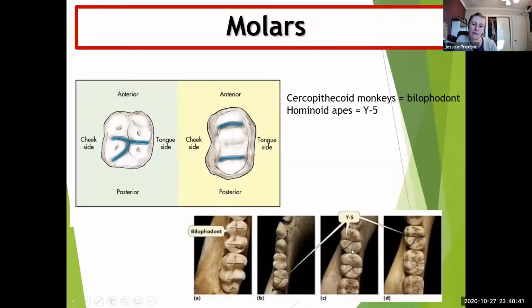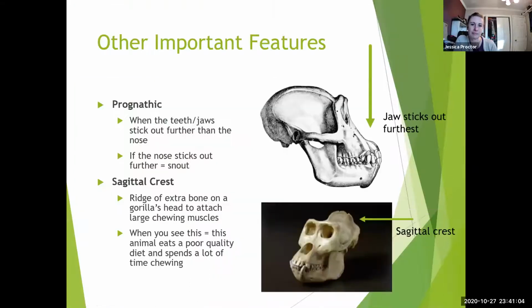And then the Y5 molars, they're called Y5 because you can quite literally draw a Y in the valley of those cusps. So bilophodont, the very symmetrical molars, you're going to find those exclusively in the Cercopithecoids, the Old World monkeys. And then the Y5 molars, you're going to find those exclusively in the hominoids. So the lesser apes, the greater apes, and of course humans. All right, some other important features.